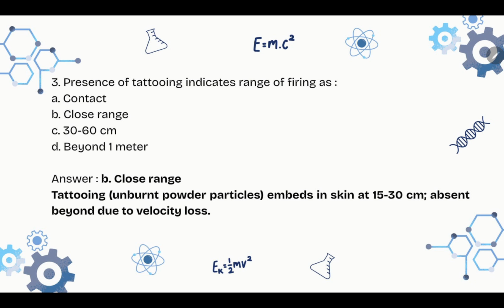Third, the presence of tattooing indicates the range of firing as. The correct option is option B, close range. Tattooing is caused by unburned powder particles embedding into the skin and is usually seen at close ranges, typically up to 30 centimeters.